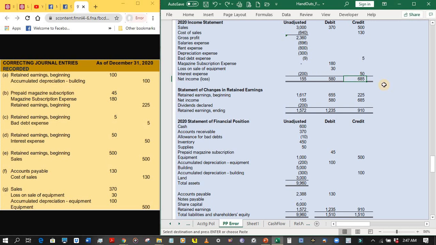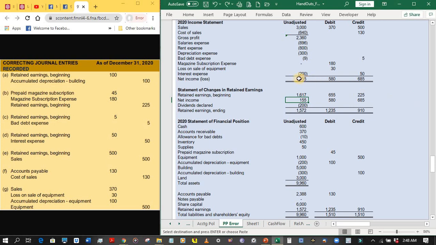And since nominal accounts are closed to the retained earnings, that is why the 580 pesos is closed to the debit side in the statement of changes in retained earnings section, as well as the 685 pesos total credit is closed to the credit side of the statement of changes in retained earnings section, because this debit and credit is adjusted to the 155 pesos net income in the income statement. And of course, the 155 pesos is closed to the retained earnings in the statement of changes in retained earnings.